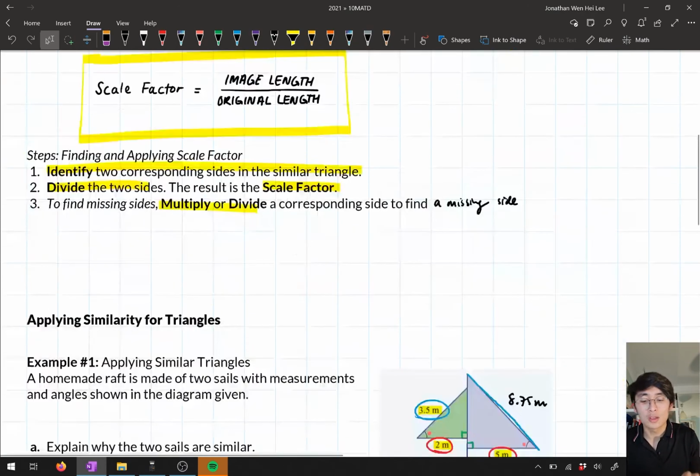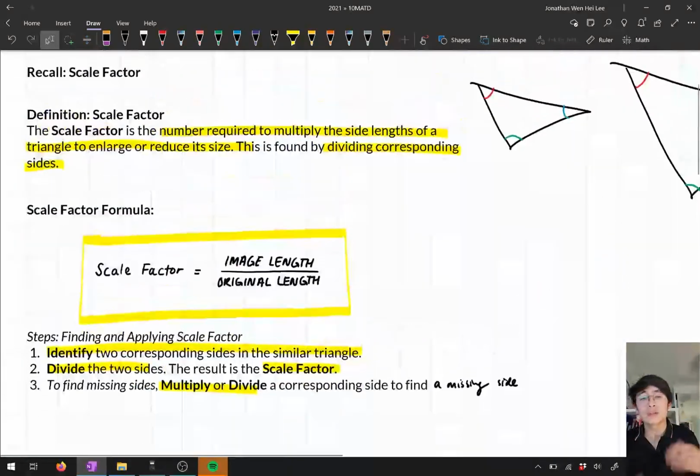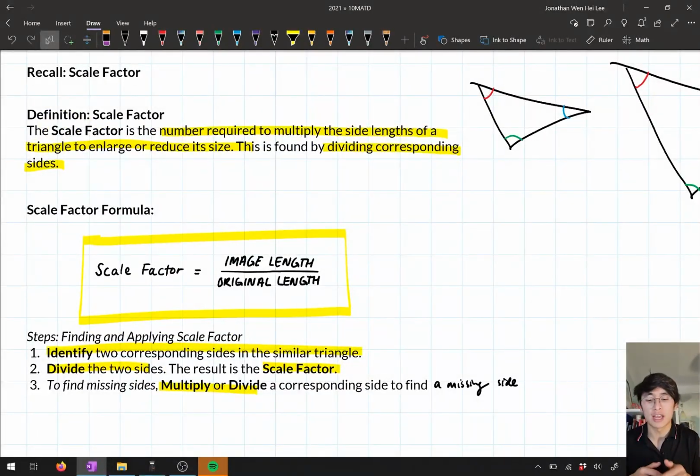So let's do a quick summary of what we looked at today. In today's lesson, we went through the idea of a scale factor again. And so we noticed that the scale factor was the image length divided by the original length. And by finding this scale factor, we can use this to help me find missing sides of two similar triangles by either multiplying or dividing.